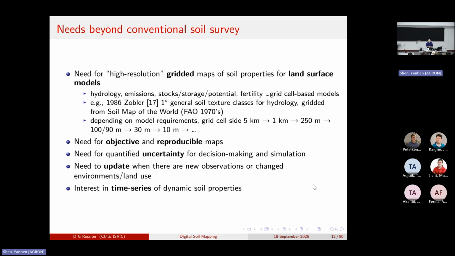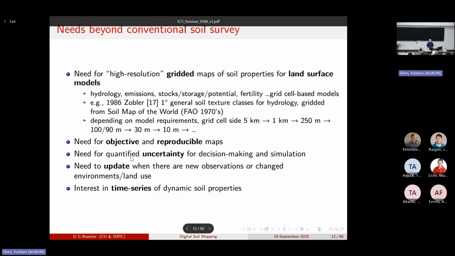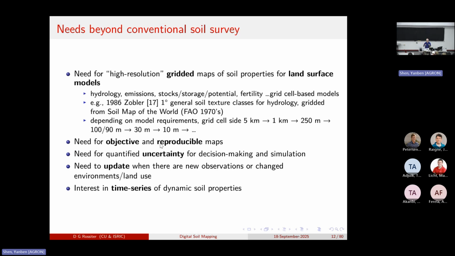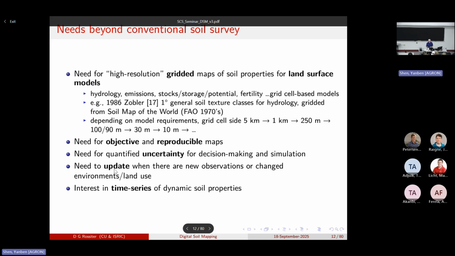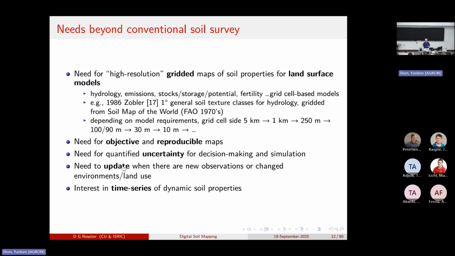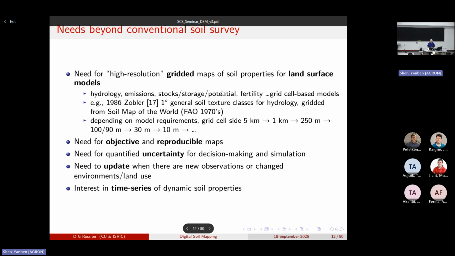But now the model requirements may go at all these resolutions right down to 10 meters. Another one I mentioned here is objective and reproducible. I mentioned that the Germans and the Dutch both looked at the same area and the maps look different. Well, neither is right or wrong, but you'd like to be able to reproduce, okay? You'd like to quantify the uncertainty, and then finally the updating. If you get new data, new information, can we update and improve the map? Either it changed over time or we just have better data.